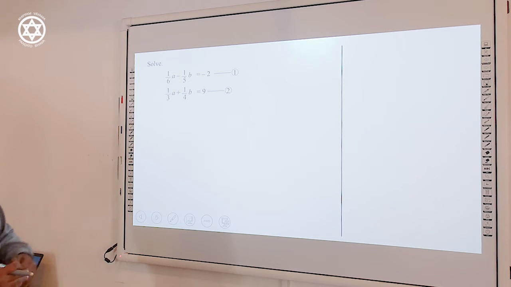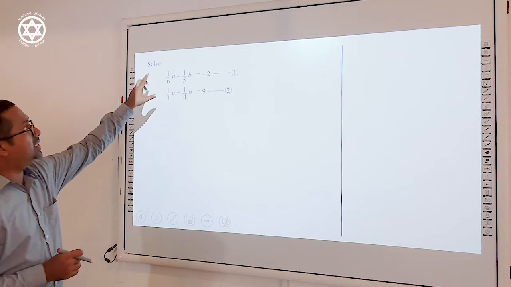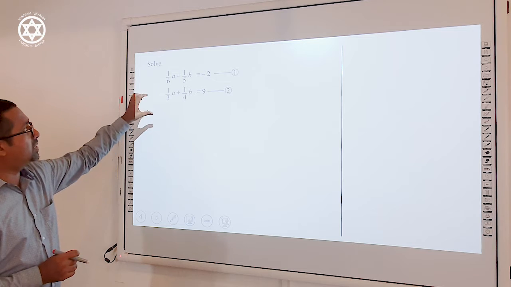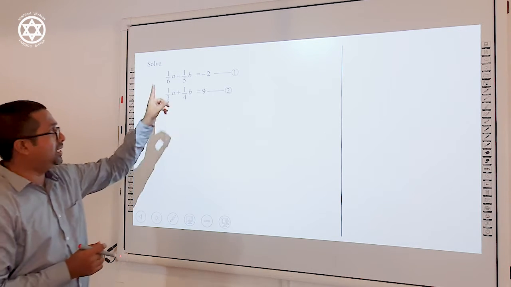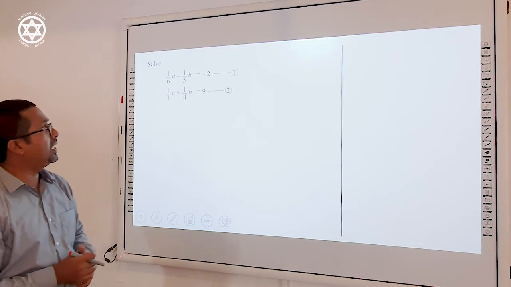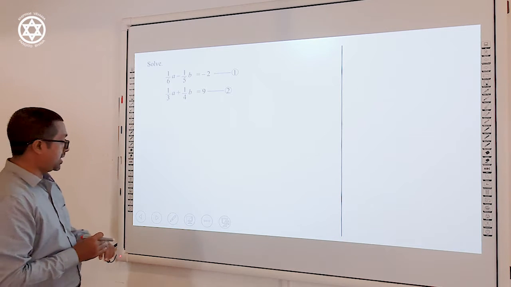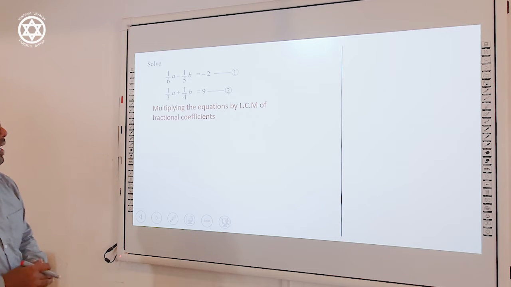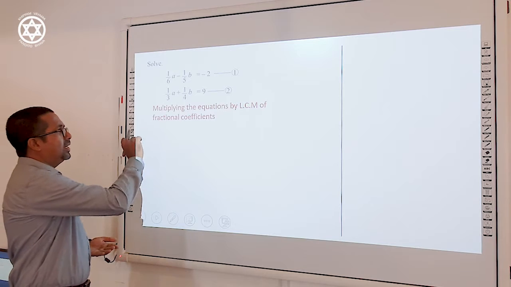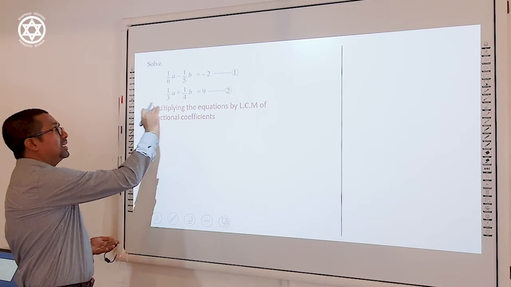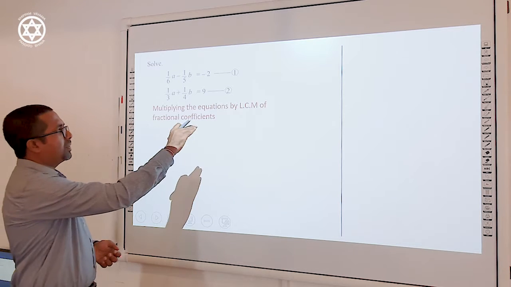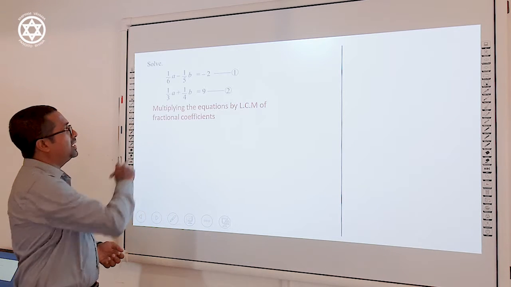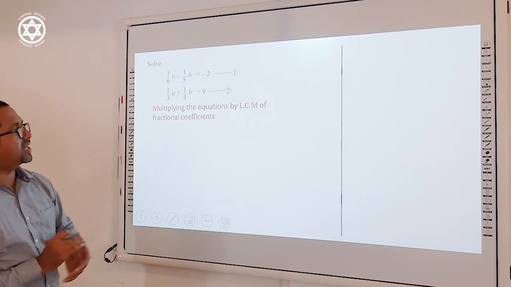And this is the first example. 1/6 a minus 1/5 b is equal to -2, and 1/3 a plus 1/4 b is equal to 9. Normally you can name them as equation 1 and equation 2. That is our first step. And I will explain this as the first method. If you like, you can remove the denominators of each term by multiplying each equation by the LCM of the fractional coefficients.